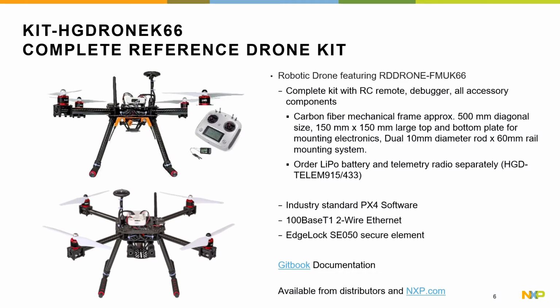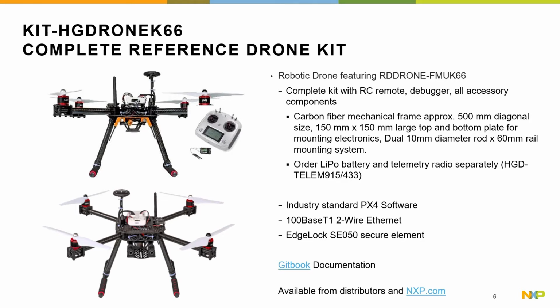The FMU K66 is part of a larger drone reference kit called KIT-HGDRONEK66. This drone was developed for people to have a full turnkey solution, and it's also used within HOVERGAMES, hence the HG part of HG Drone. So it's a complete kit with the RC remote, debugger, all the accessory components. It's a decent 500 millimeter size carbon fiber frame.